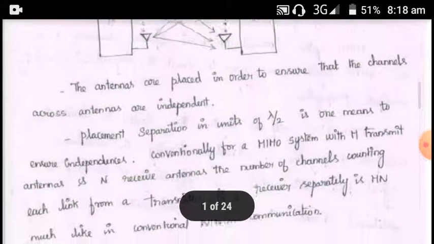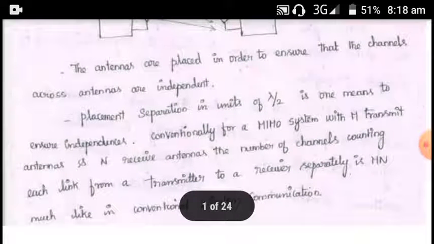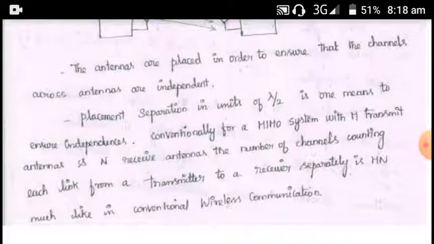Conventionally, for a MIMO system with M transmit antennas and N receive antennas, the number of channels, counting each link from a transmitter to a receiver separately, is Hn, much like in a conventional wireless link. Here there will be multiple transmit antennas and multiple receiving antennas, so the channel will be Hn.